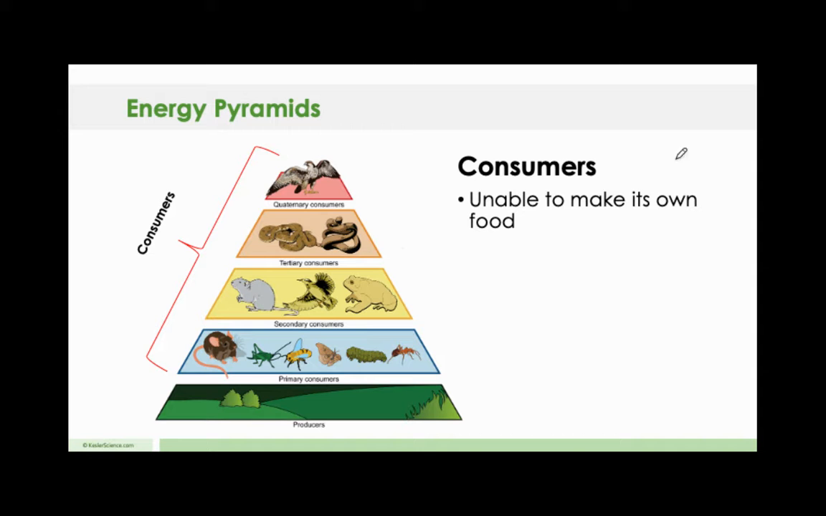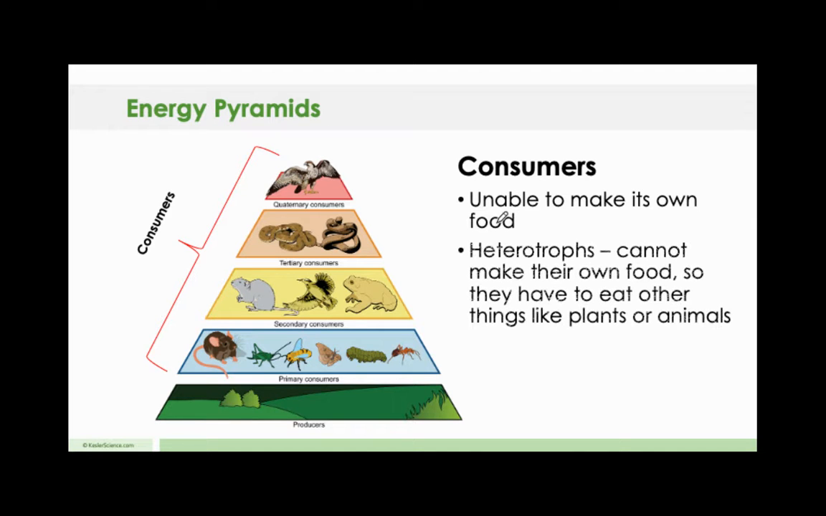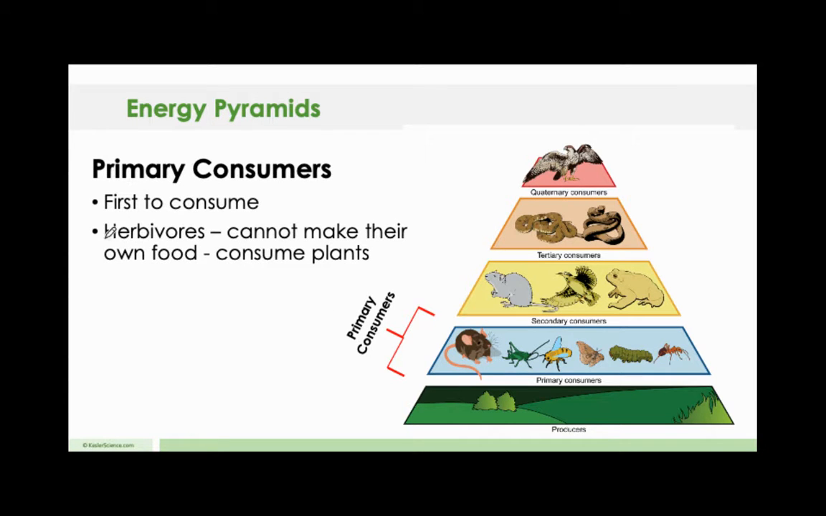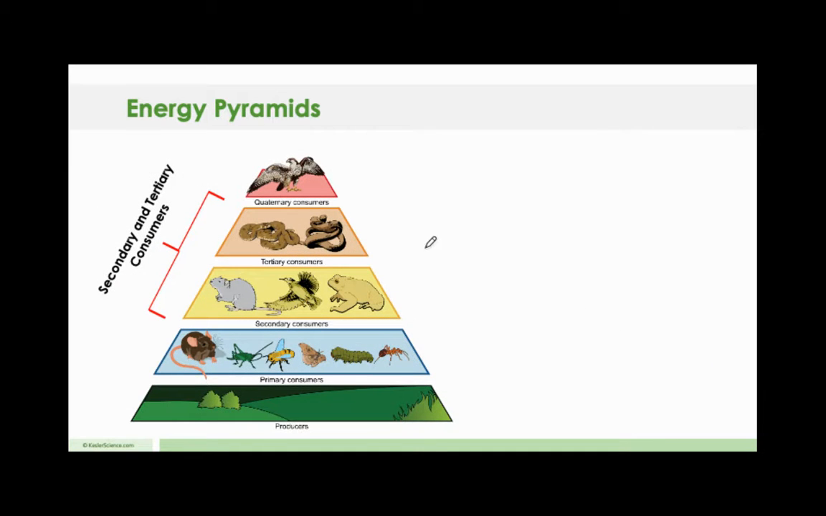Next, we have our consumers. Consumers consist of organisms that are unable to make their own food. We call these heterotrophs. They can't make their own food, so they have to get it from the things they eat, such as plants, like the primary consumers do, or other animals, like anything above them. Your primary consumers are the first ones, herbivores. They cannot make their own food, so they are going to consume plants. Herbivores eat plants. They are heterotrophs.